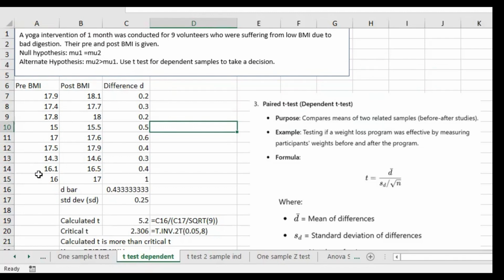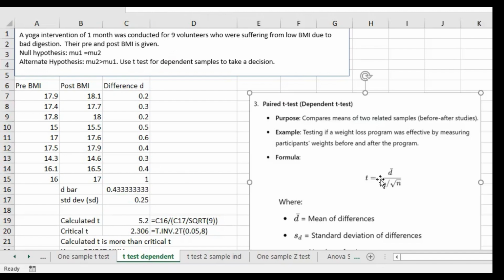So you have to calculate D bar, where D stands for the difference. So 18.1 minus 17.9, that is 0.2. 17.7 minus 17.5. So a formula here, B7 minus A7, and then drag it down. Then take the D bar of this one, that is the average of the entire thing from C7 to C15. Then standard deviation, STDEV.S, because we are talking about a sample here, that comes by formula 0.25.